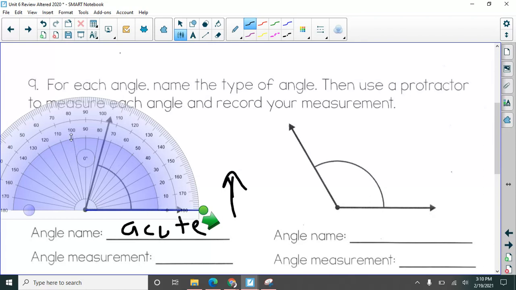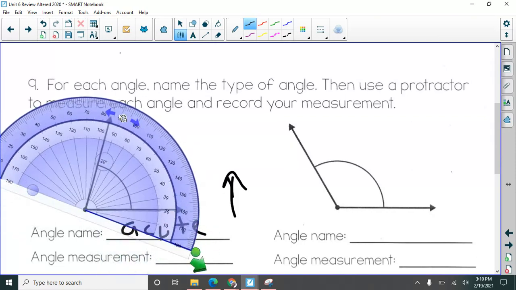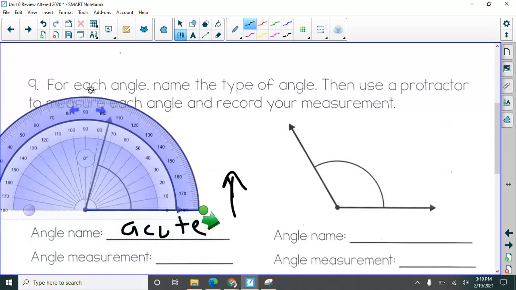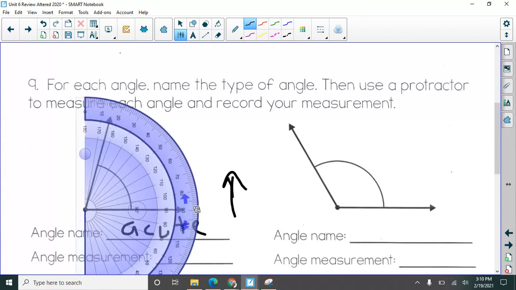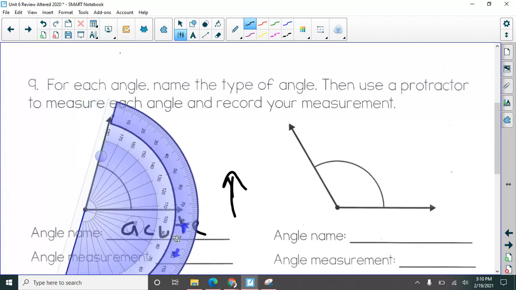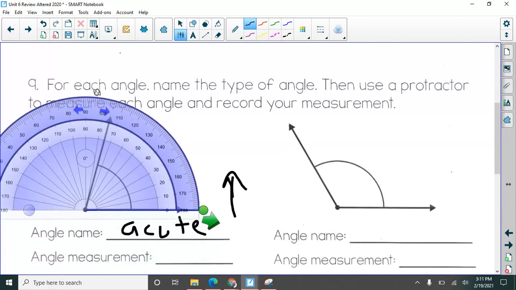And sometimes you have to turn this, right? Sometimes you have to turn this. I didn't, because it was nicely written there. I could measure it like this, right? See, now I have that ray up here pointing to 0. Okay, but I'm going to go back here to this because it kind of looks normal.